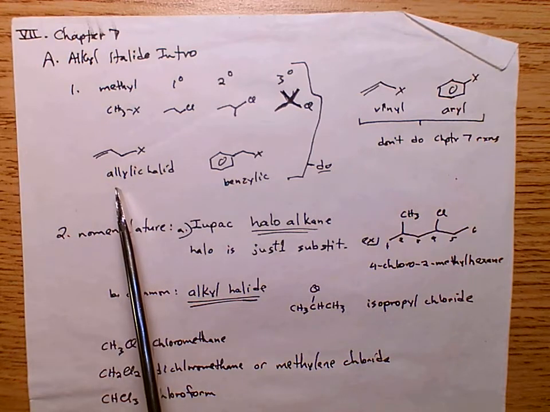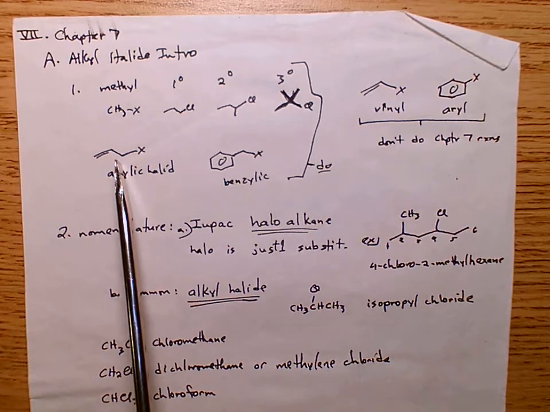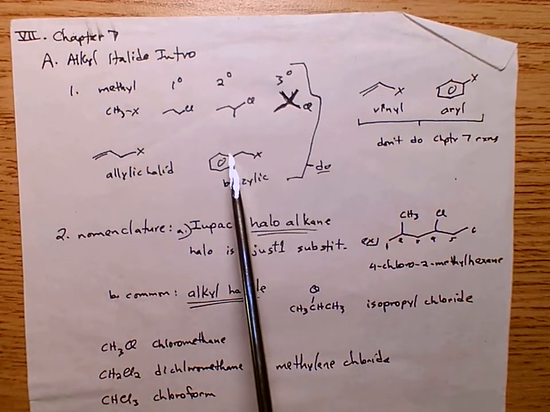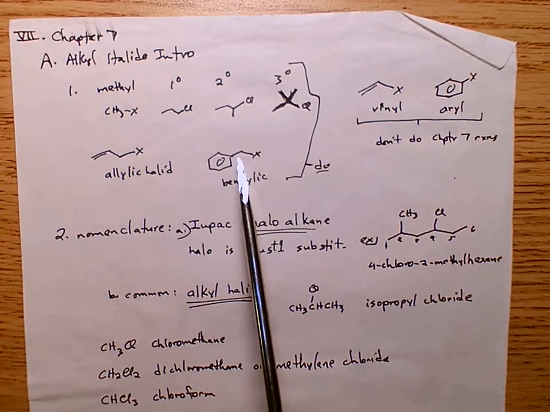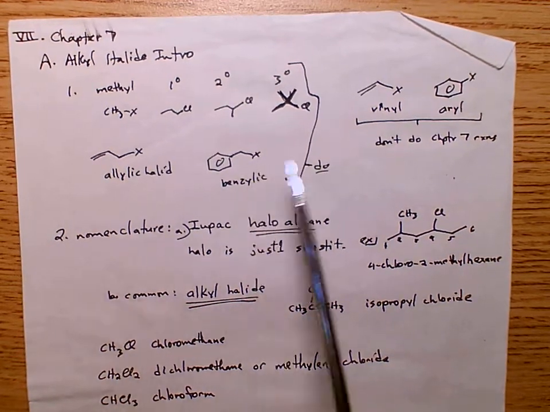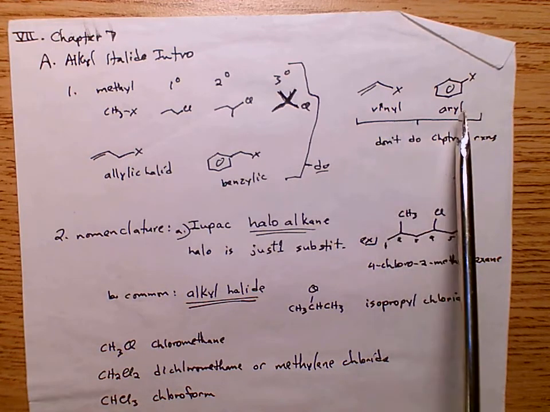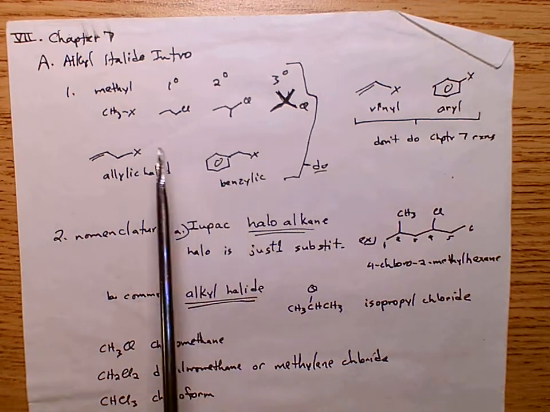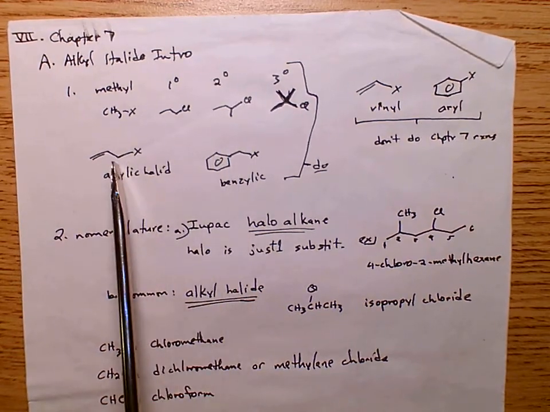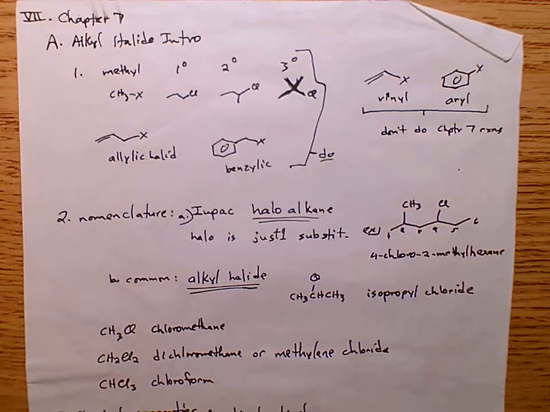You will also find allylic halides, where you've got a double bond and a CH2, or a benzylic, where there's a benzene ring, a phenyl group, and a CH2, and then our halogen. Those will also work in these reactions. Vinyl and aryl, if you don't have that CH2, if you don't have that extra carbon here, vinyl and aryl alkyl halides will not work.